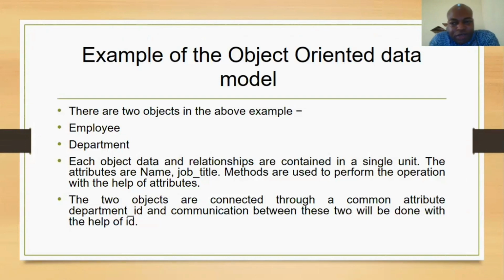So see the example of the object-oriented data model. There are two objects in the above example. We have employee and we have department. Each object's data and relationships are contained in a single unit. The attributes are name, job title. Methods are used to perform operations with the help of attributes. So the two objects are connected through a common attribute, department ID, and communication between these two will be done with the help of the ID.